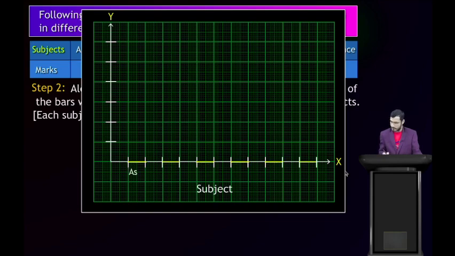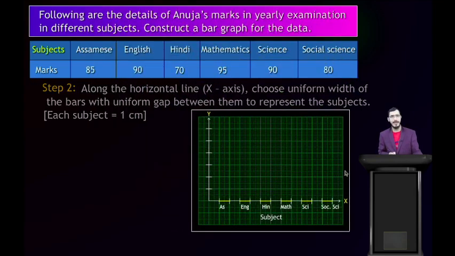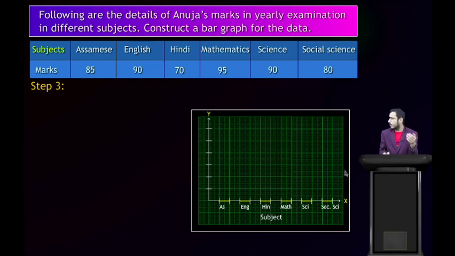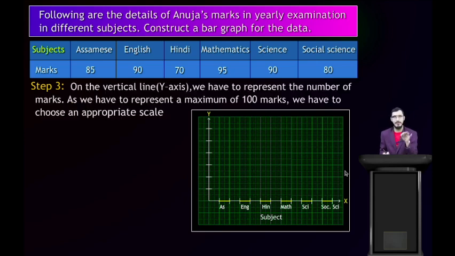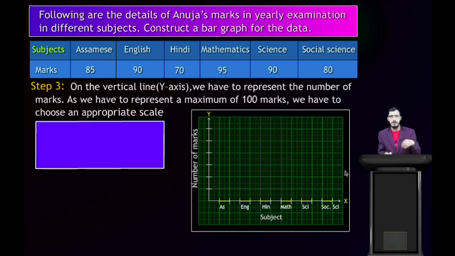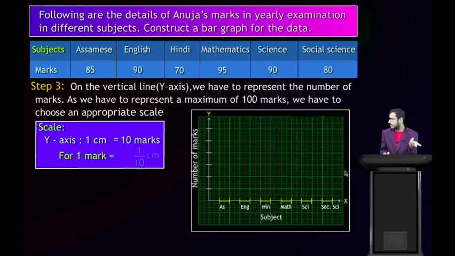Now you can write the name of the subjects: Assamese, English, Hindi, Math, Science, Social Science. Then next step, on the vertical line, the y axis, we have to represent the number of marks. As we have to represent a maximum of 100 marks here, we have to choose an appropriate scale. So here we are choosing the scale, y axis 1 centimeter is equal to 10 marks, and for 1 mark, that is 1 by 10 centimeter.